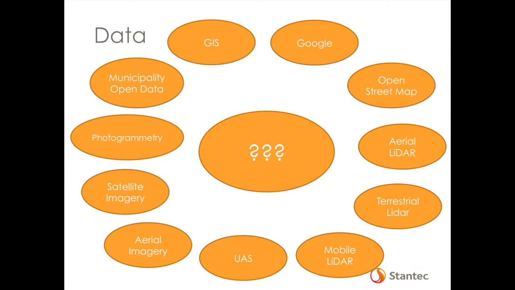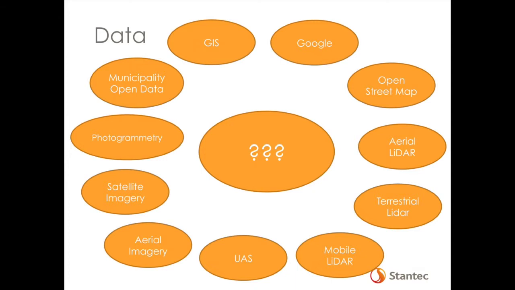GIS, I know every municipality, every company basically has some sort of data in a GIS environment. Google, of course, everybody uses Google when they can. OpenStreetMap's another great one. They've got street networks for the entire world. Everything's free. It's all mapping, but it's all available. They've even got building footprints, addressing, a whole bunch of information.